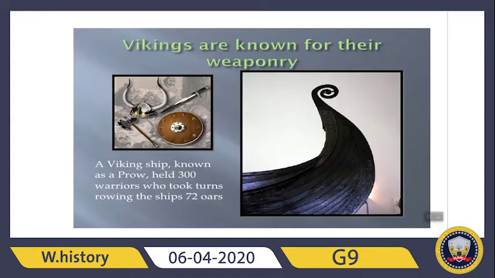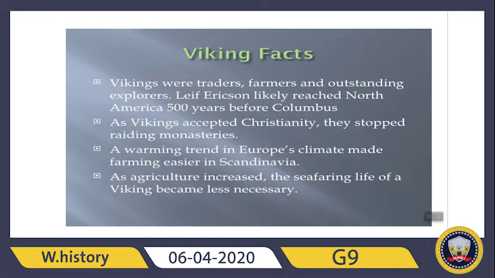Here is a little knowledge about the Vikings. They are known for their weaponry, and Viking ships known as a prow. You should know what a prow is: the Viking ships were known as a prow, and these ships held 300 warriors who took turns rowing the ship's 72 oars.